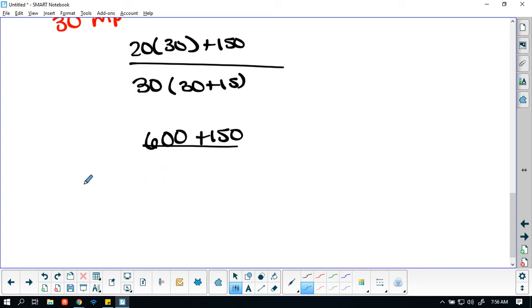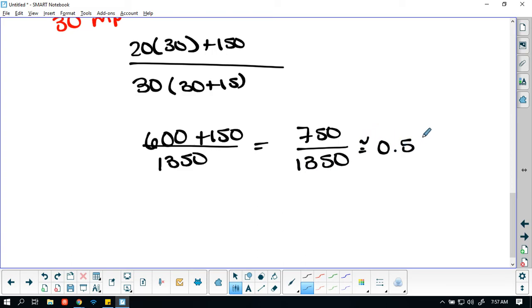30 times 45 is 1350. So what is that? 750 over 1350. And then remember, this is miles per hour. 750 divided by 1350 is 0.556. And I'm going to multiply that by 60, which is 33.3 minutes.